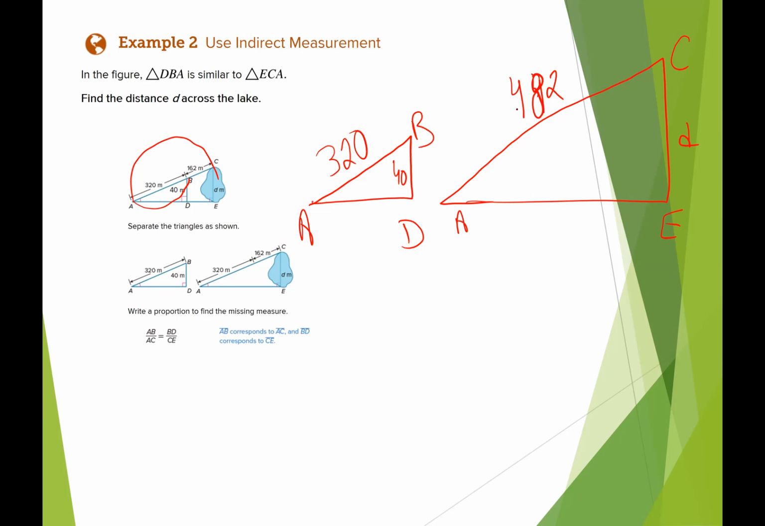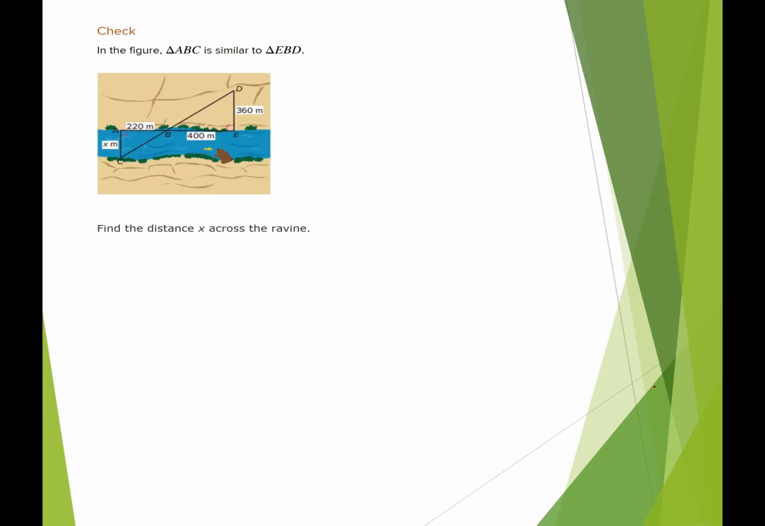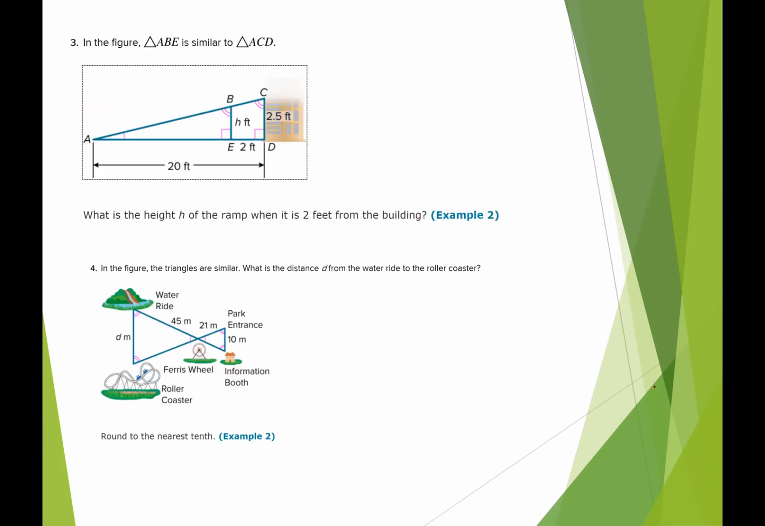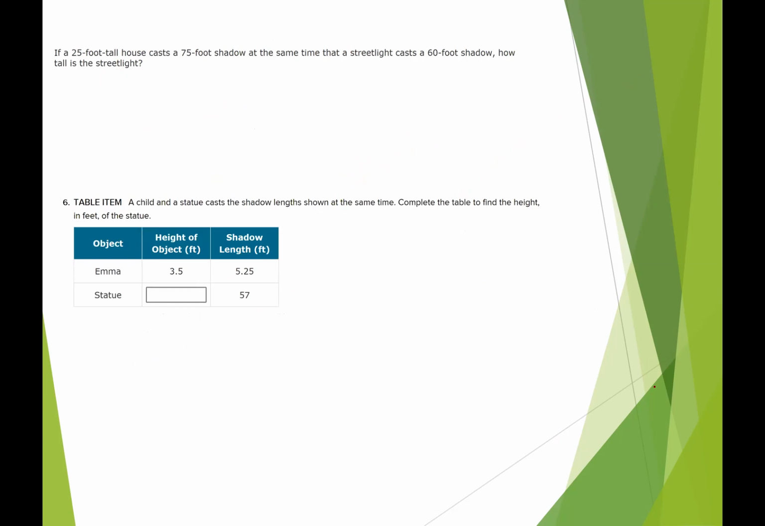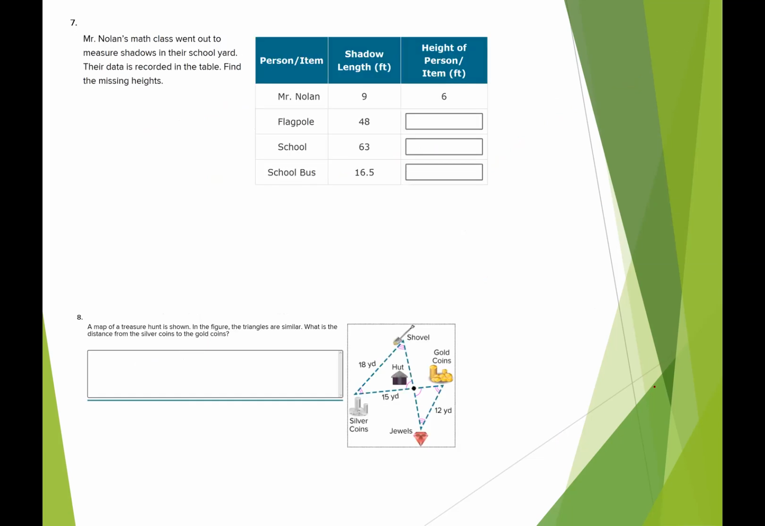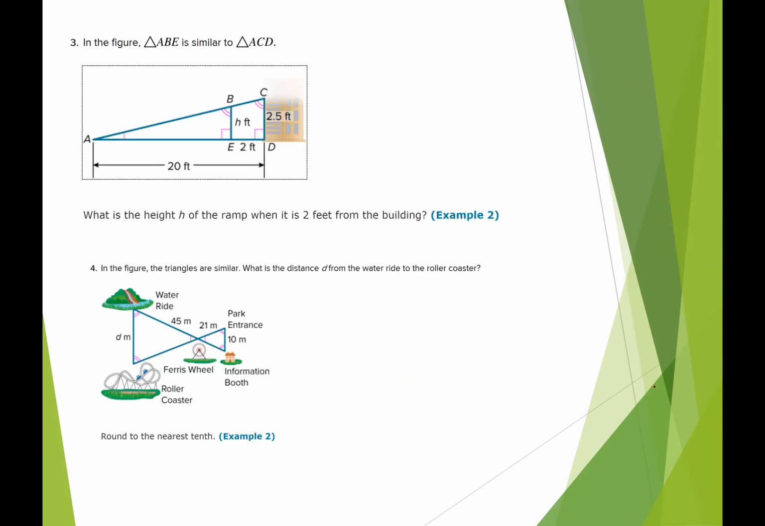Now you have the two sides, and these are similar triangles. You can use 40 over D equals 320 over 482. Then you can find D. Same thing here.